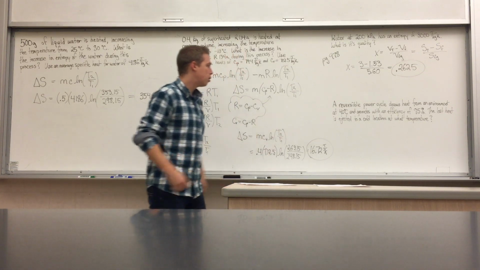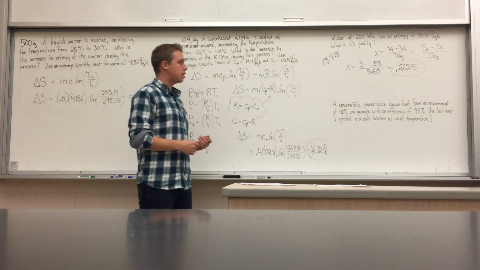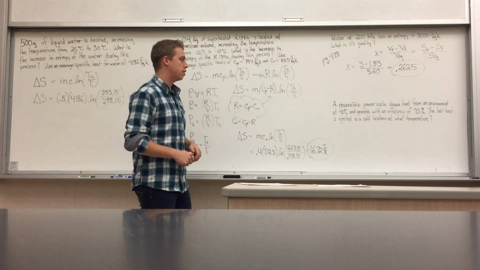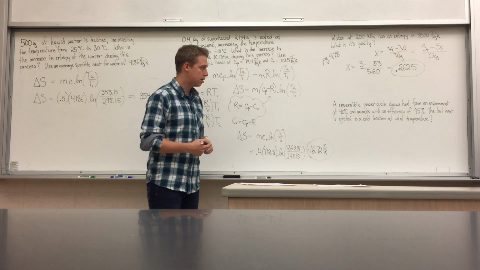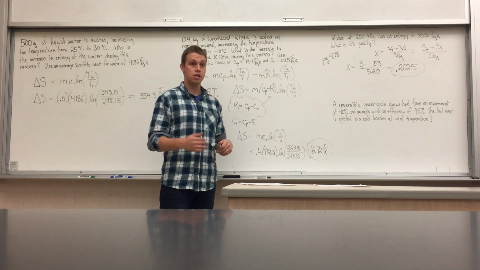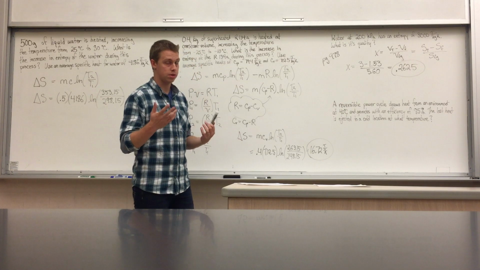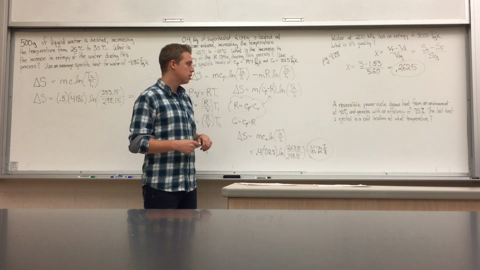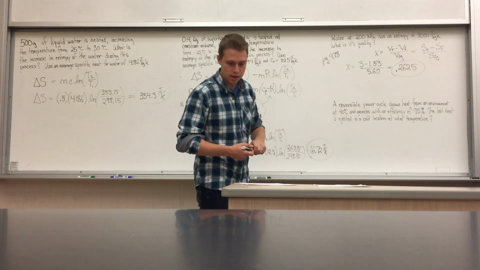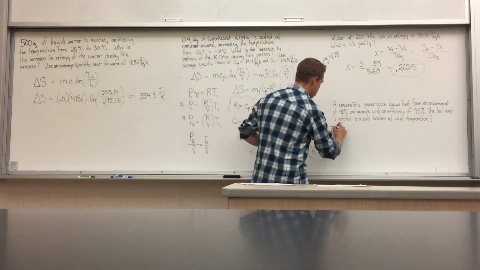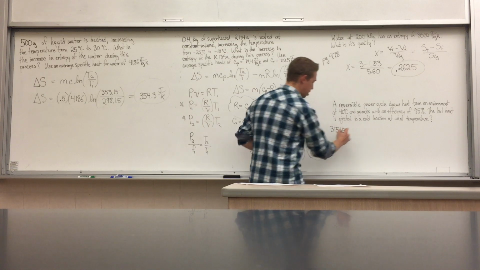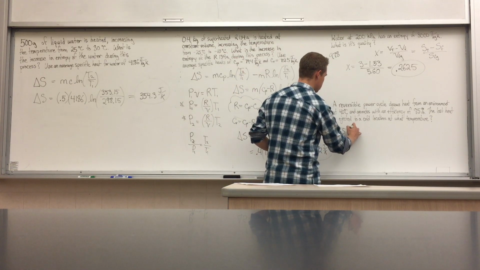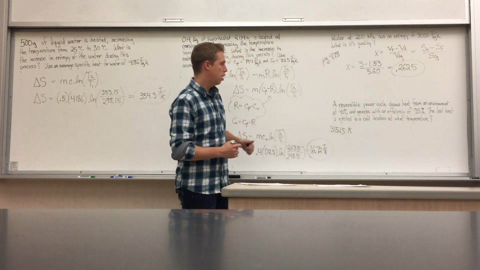Last question here. A reversible power cycle draws heat from an environment at 40 degrees Celsius and operates with an efficiency of 85%. The lost heat is ejected to a cold location. We know that from the second law, it must be. At what temperature? So first, 40 degrees Celsius, let's translate that as 315.15 degrees Kelvin, okay, just as a note.